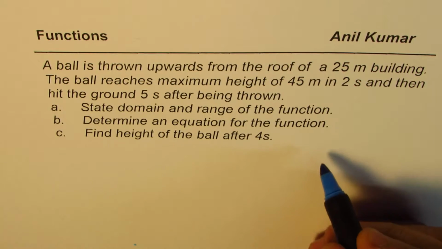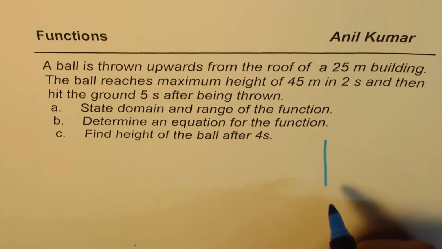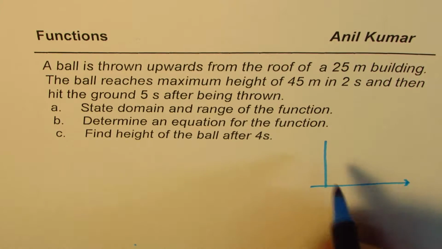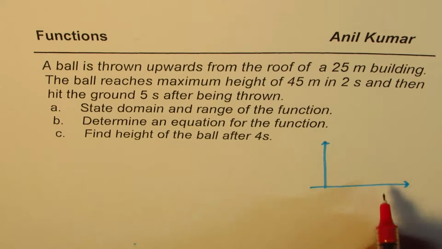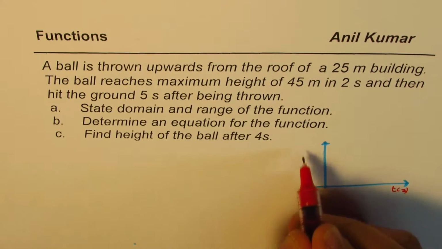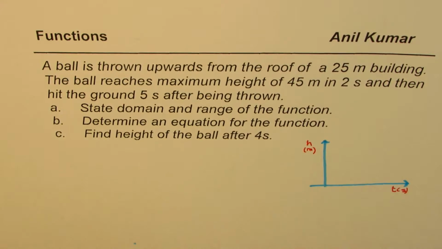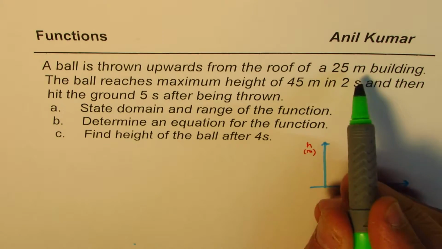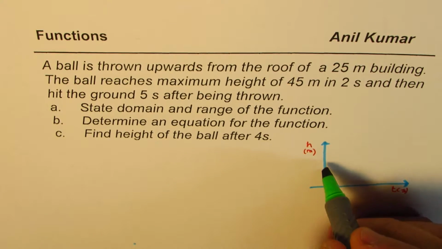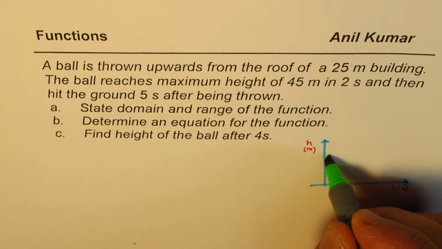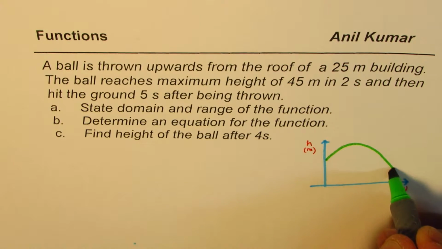Let's sketch the diagram for the given situation. So let's say the y coordinate represents the height in meters. The x coordinate will represent time in seconds, right? So we have time in seconds here, and we have height in meters. It says a ball is thrown from the height of 12 meters, since that is the top of the building, right? And reaches 45 meters, comes back in 5 seconds. So the whole cycle is completed in 5 seconds, kind of like this.